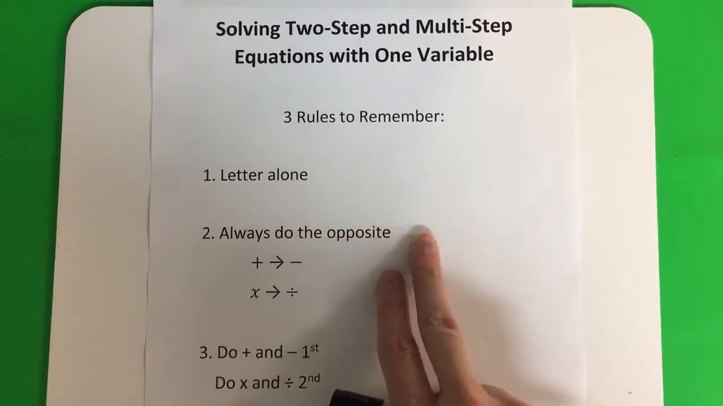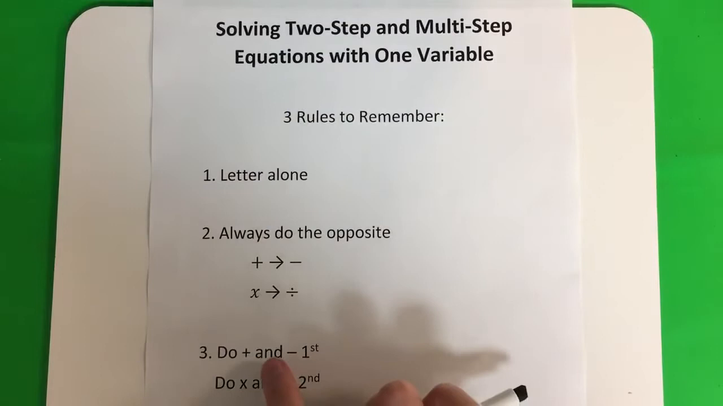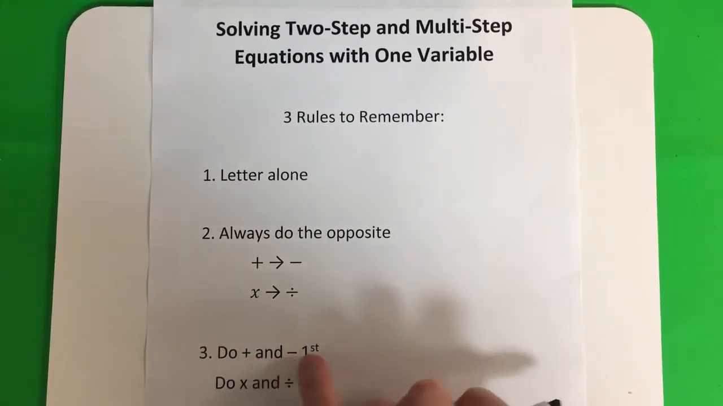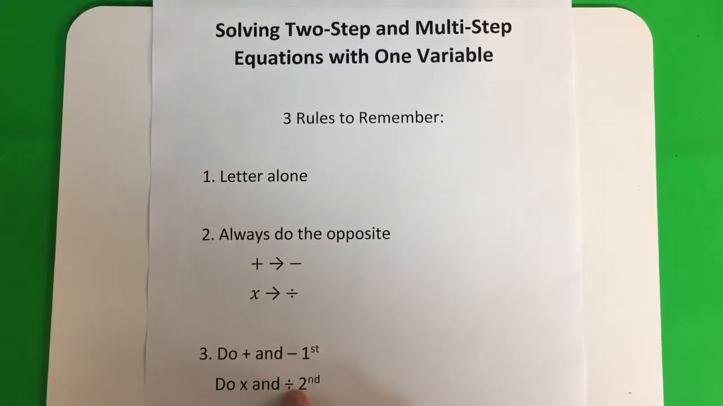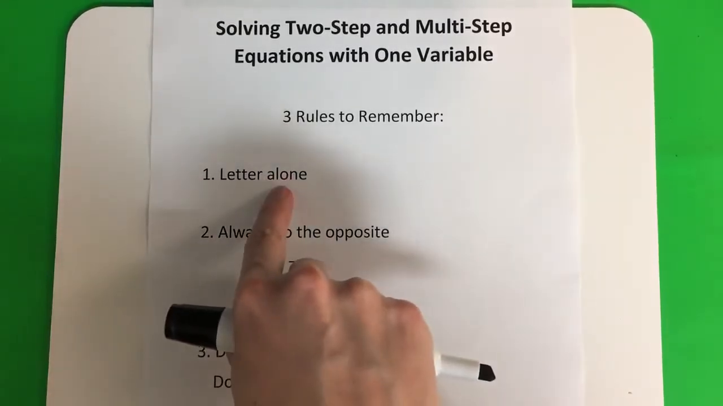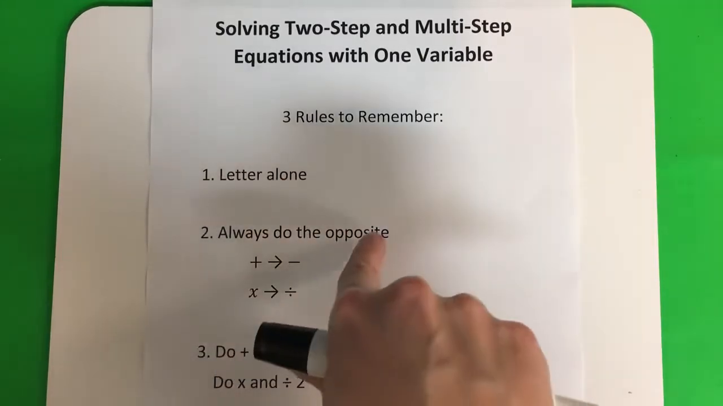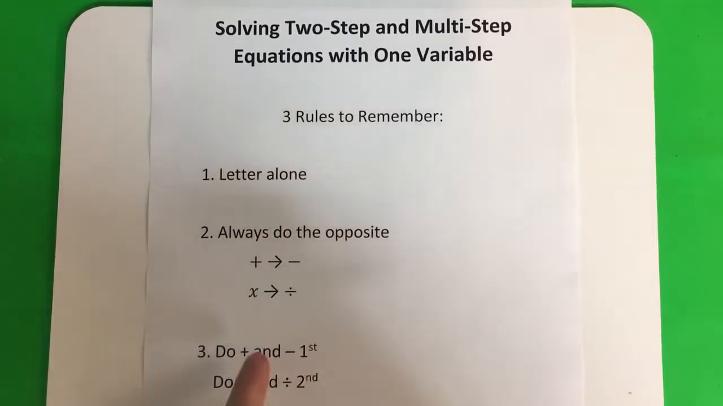The third rule is that I want you to do the plus and the minus first, and then the multiply and the divide second. One more time: the goal is to have the letter alone. Always do the opposite. Plus and minus are first. Multiply and divide are second. Please make sure that you are copying this down in your notebook. Pause the video if you need to, but you need to have all of this information written down.